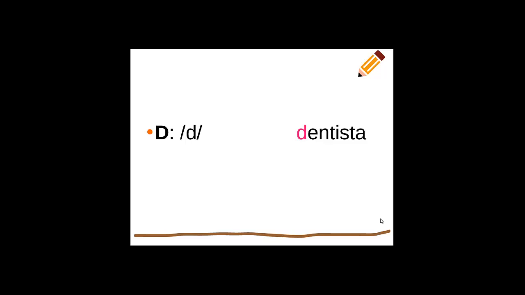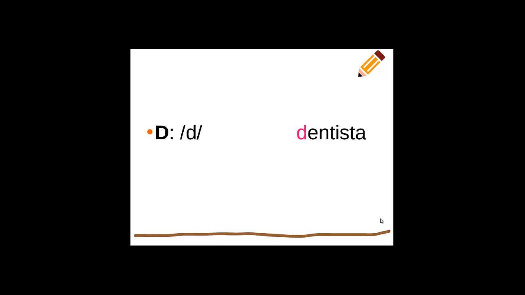D. D is very similar to English, except that D in English is pronounced pressing the tip of your tongue against your teeth, while in Spanish we put the tip of the tongue behind the alveolar ridge.